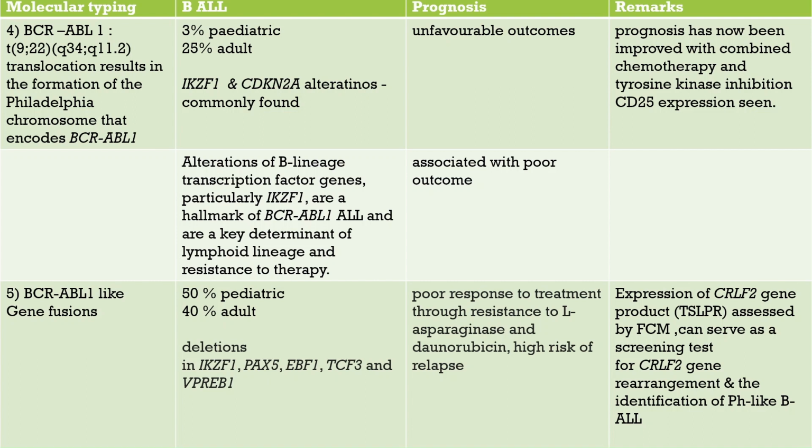The deletions are observed in IKZF1, PAX5, AVF1, TCF3 and VPREB1. It has a poor response to treatment because it causes resistance to L-asparaginase and daunorubicin, and it also has a high risk of relapse. The expression of the CRLF2 gene product, which can be assessed through flow cytometry, can serve as a screening test for CRLF2 gene rearrangement, and it is the hallmark of identification of Ph-like B-ALL.